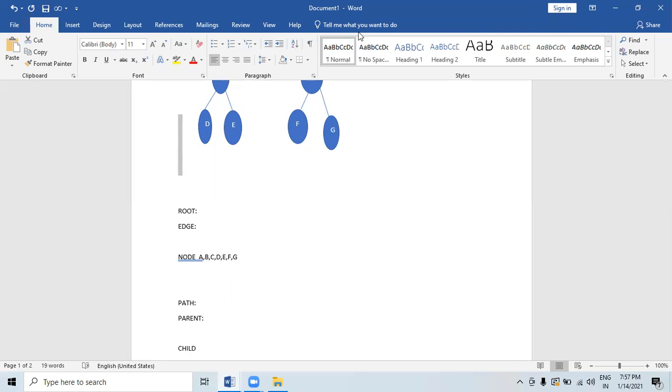Leaf nodes are also called terminal nodes because the tree ends here, right? A terminal node is where the ending happens, and that is called a leaf node. In the above you can see this D, E, F, G are the leaf nodes.